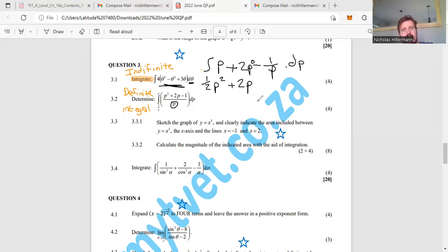So now this negative 1 over p, I'm actually going to write as p to the minus 1. From your exponent laws, 1 over p is equal to p to the minus 1. You have to know that. So if I add 1 to the minus 1 exponent, I get p to the 0.